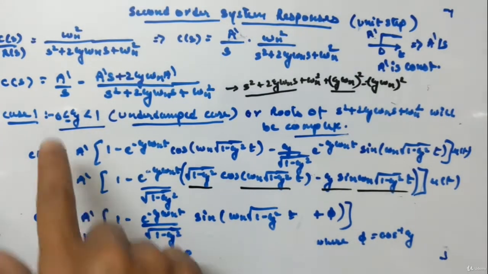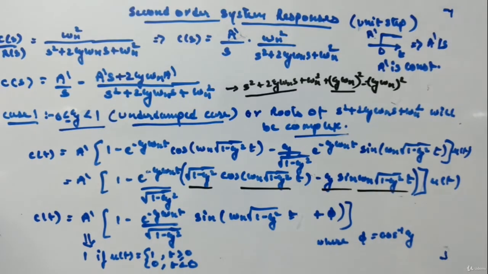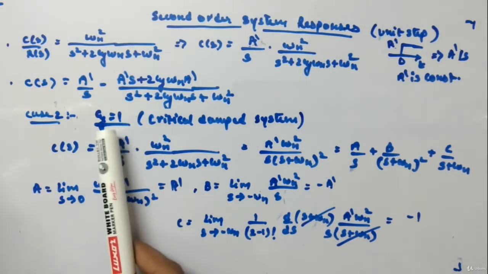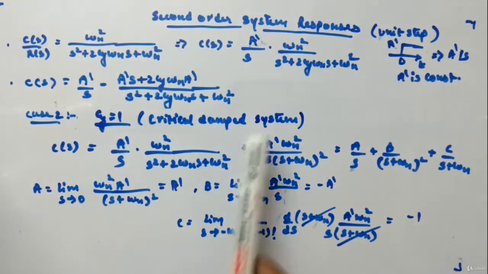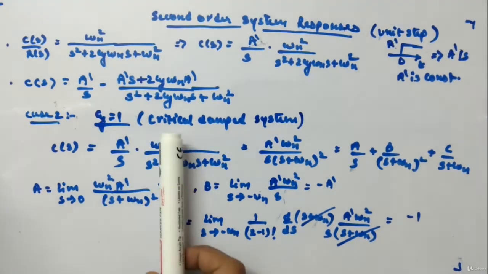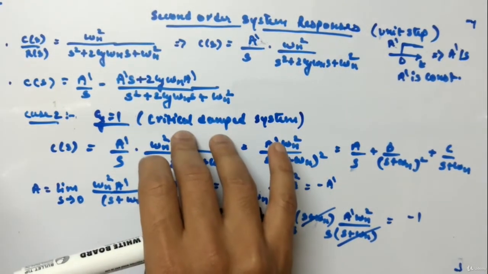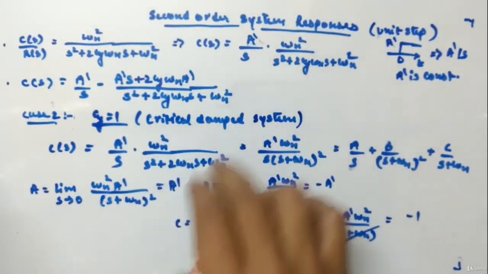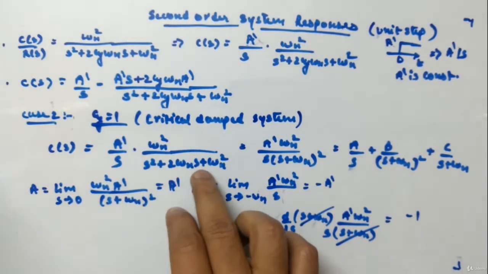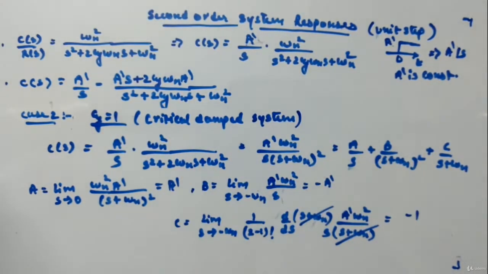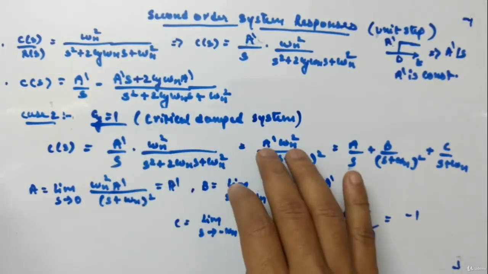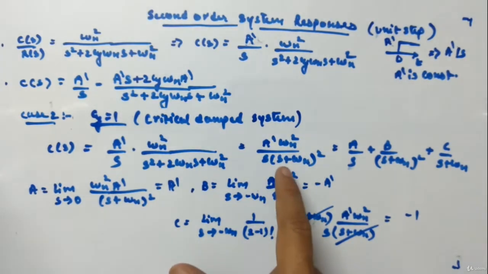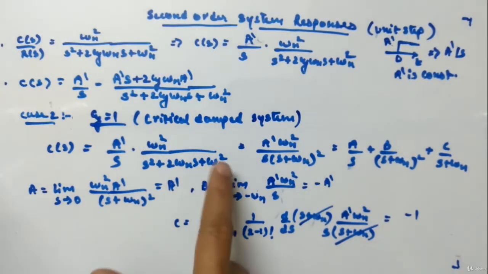Okay, now we will move on to the other cases. Case 2, which is zeta equal to 1, also called a critically damped system. Whenever zeta is equal to 1, you will call it critically damped. So this equation will become a dash divided by s, omega n square divided by s square plus 2 omega n s plus omega n square. Zeta is equal to 1. This will be equal to a dash omega n square divided by s times (s plus omega n) whole square.